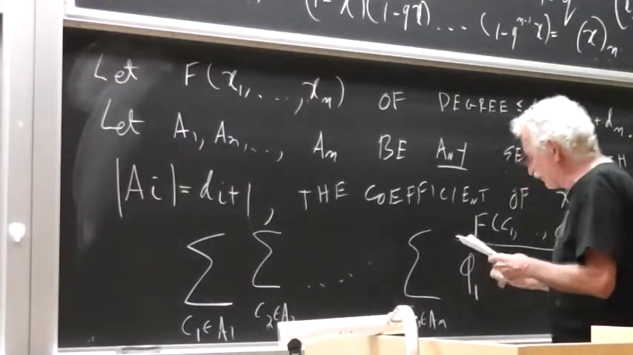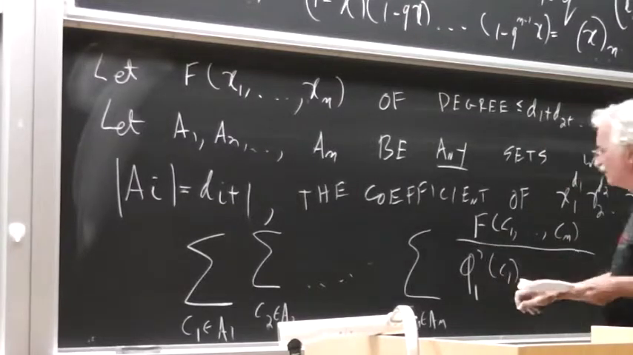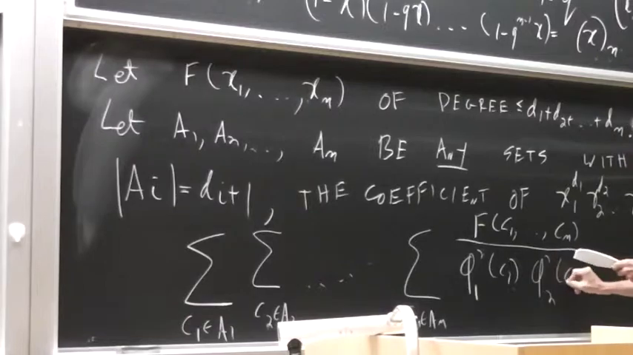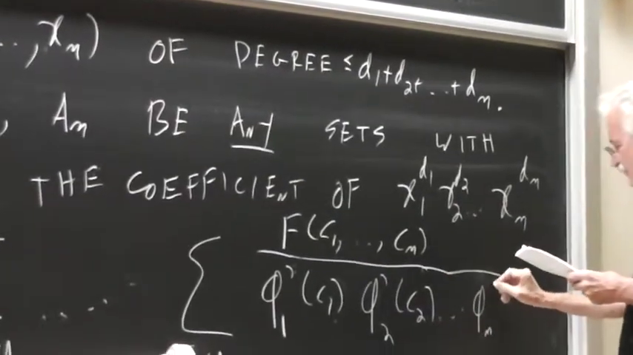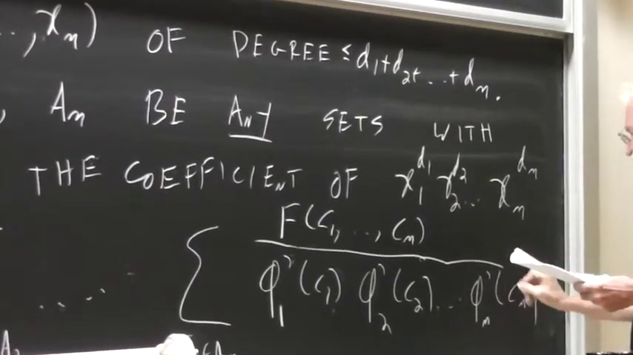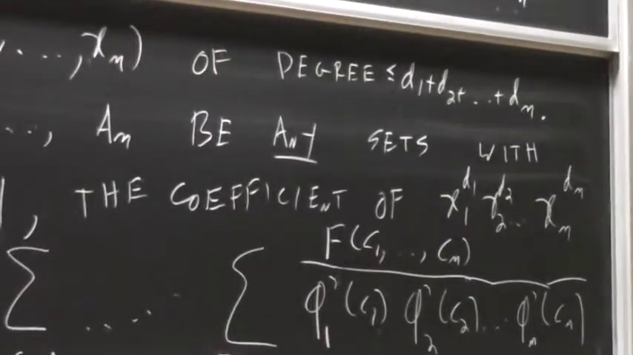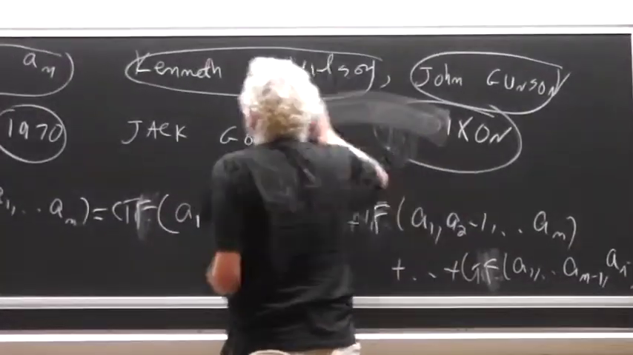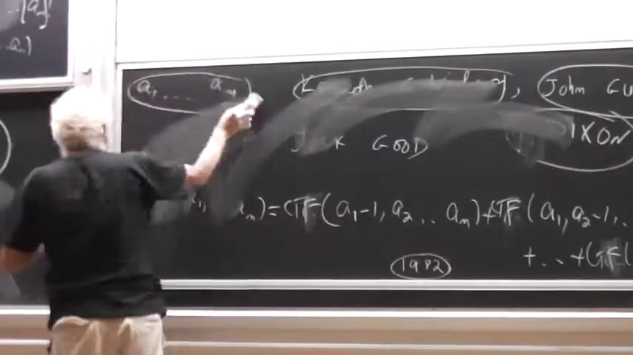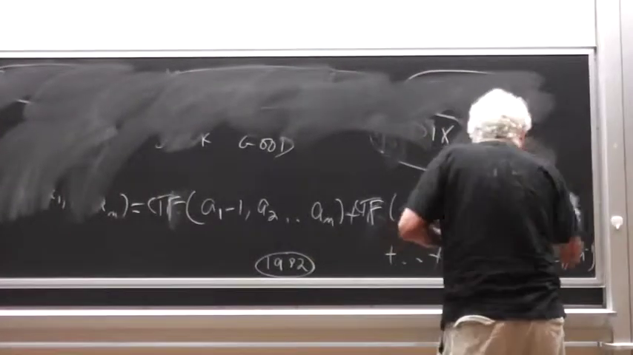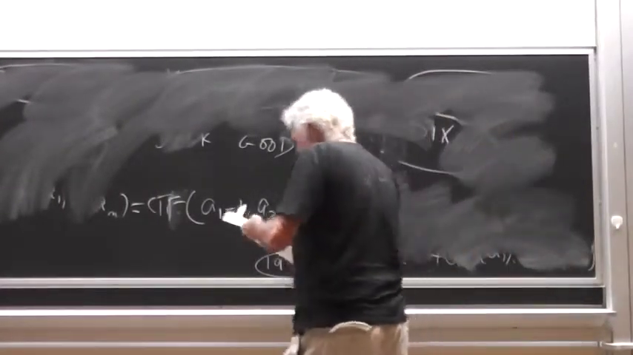Phi sub 1, I'll tell you what phi sub 1 is in a second. Phi sub 1 prime of c1, phi sub 2 prime of c2, ..., phi sub n prime of cn. But I still have to tell you what is phi 1, phi 2, phi 3. So please, here we go. Phi sub i of z is the following.